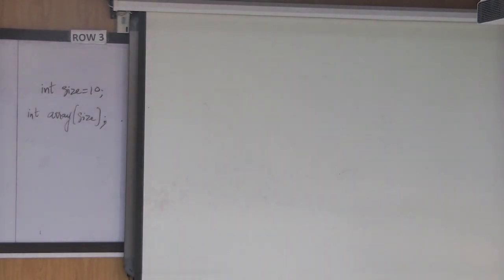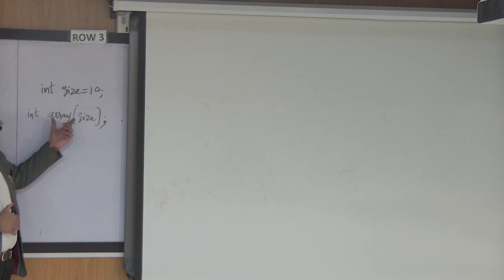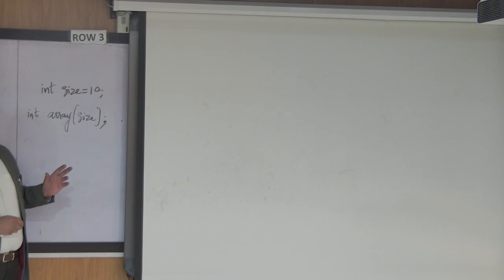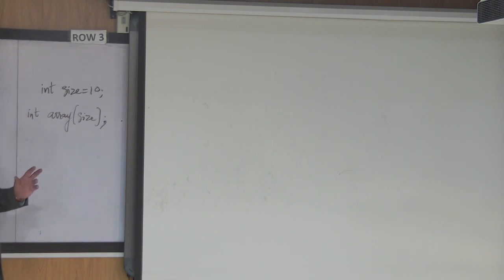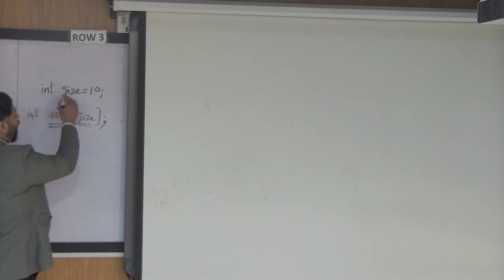I have just written something on the board. I have declared the size of an array using a variable. So if you write it in the editor, do you think there is any mistake in the code? It will create the array of size 10, but it will lead to an error. The error is that you are declaring the size of an array using a variable.